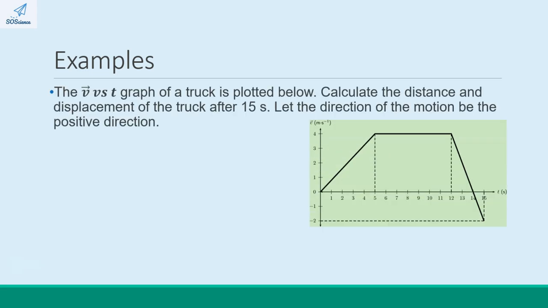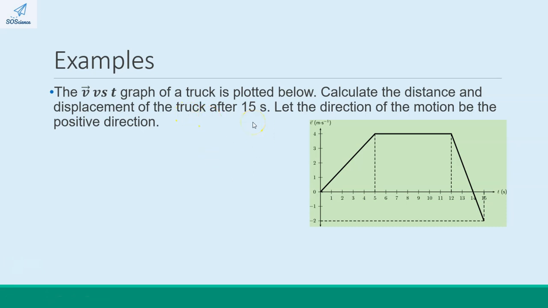Let's take a look at the next example. And in this case, we were given a velocity time graph for a truck. We were asked to calculate the distance and the displacement of the truck after 15 seconds, which is the entire duration of the motion that's graphed here. And let the direction of the motion be the positive direction. We always want to state that up front if it hasn't been given to us.